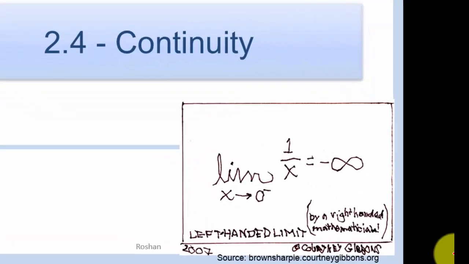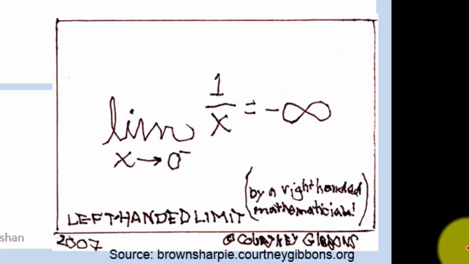2.4 Continuity. Here's a little comic because we are going to be talking today about one-sided limits, so this is a little left-handed limit.